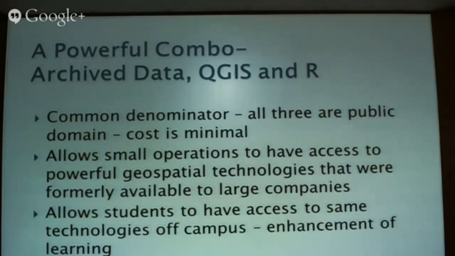QGIS and R. Now, again, I don't profess to be an expert on R, but I'm going to be, because here's the common denominator of all three of these. They're public domain and the cost is minimal. They're also very effective. And you need all of these or equivalents if you're going to work with remote sensing and GIS operation. The cost of these and availability and effectiveness allows small operations to have access to very powerful geospatial technologies that were formerly only available to large companies.